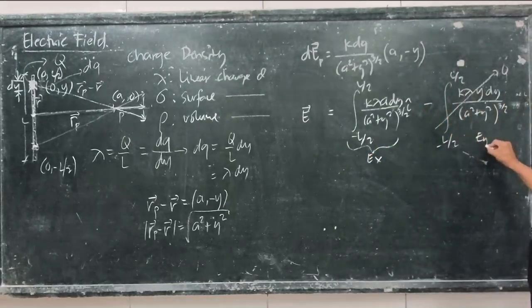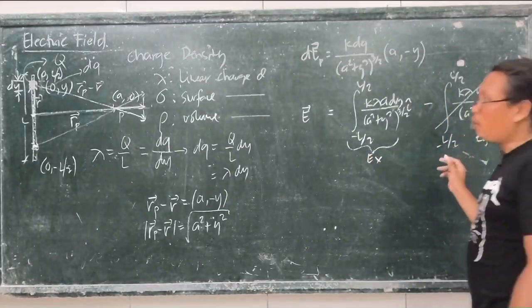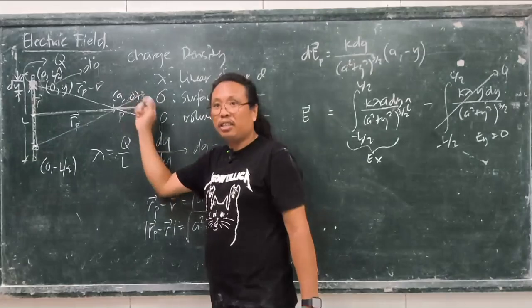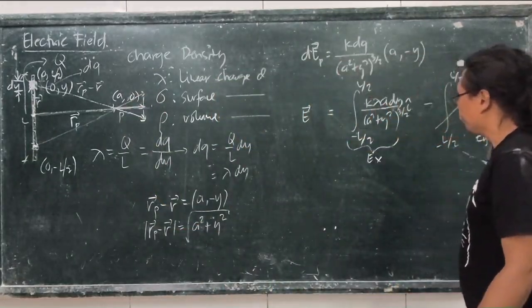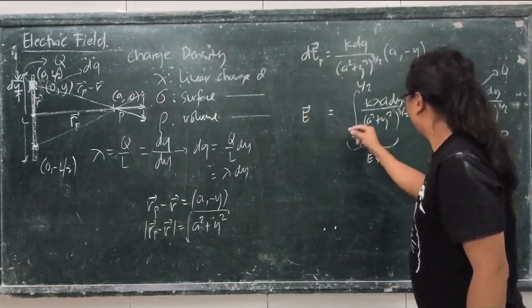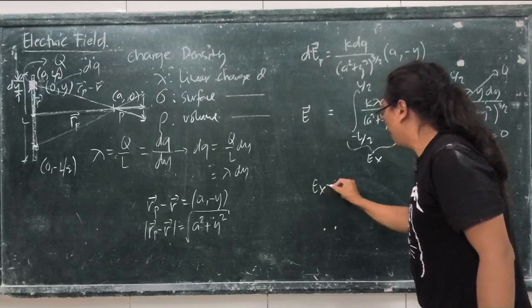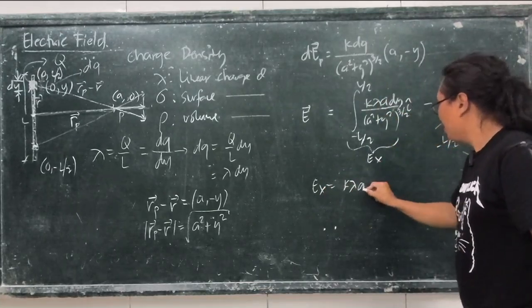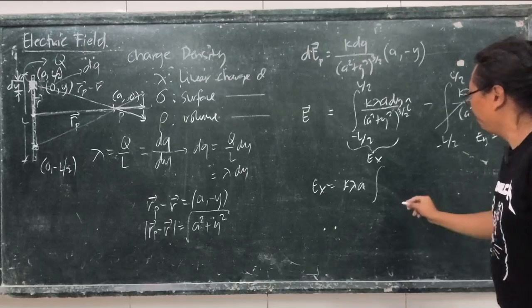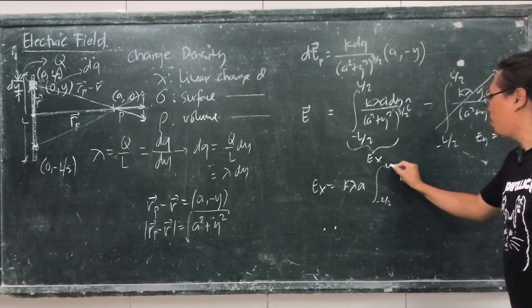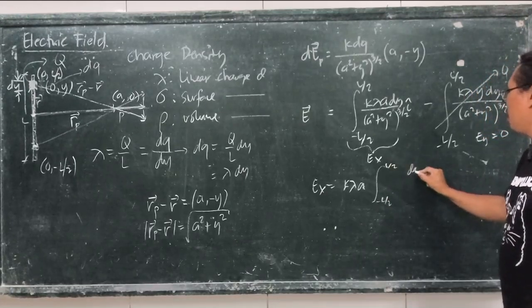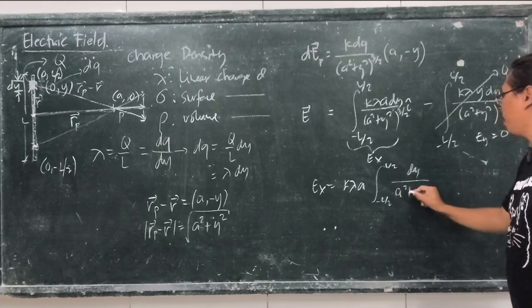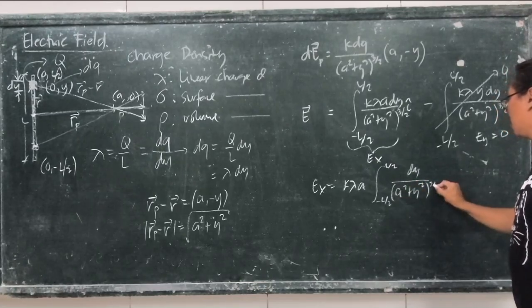So we know now that E_y equals 0. So clearly our final electric field would be in one direction. Okay? So E_x now would be k lambda a, the integral from minus L over 2 to L over 2 of dy over (a squared plus y squared) raised to 3 halves.